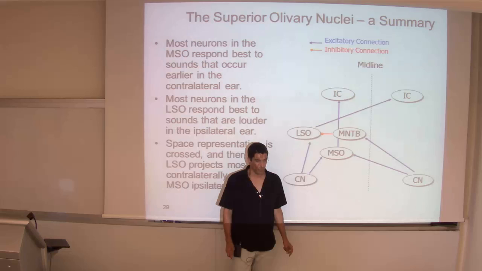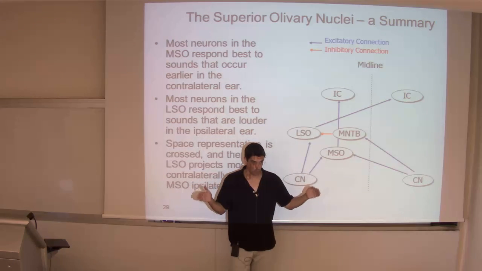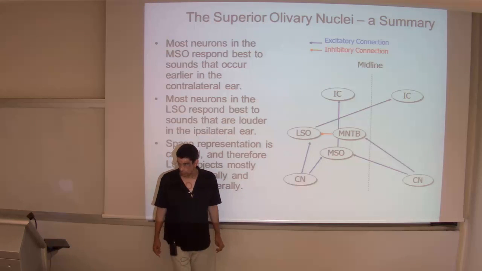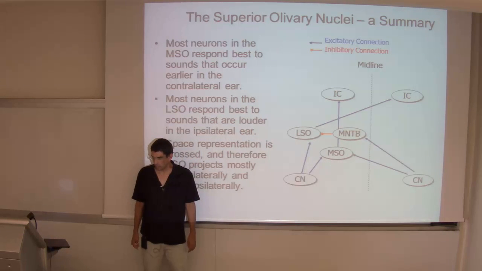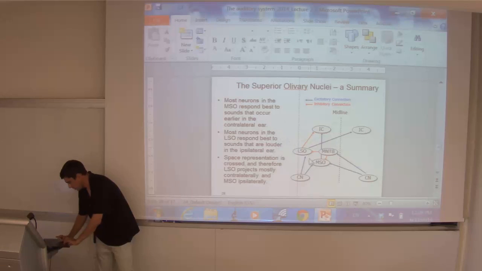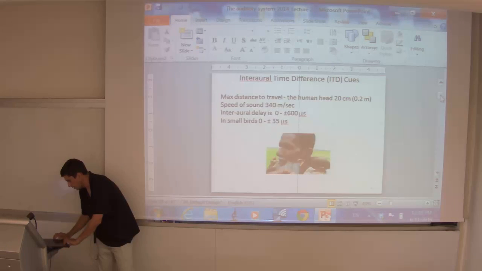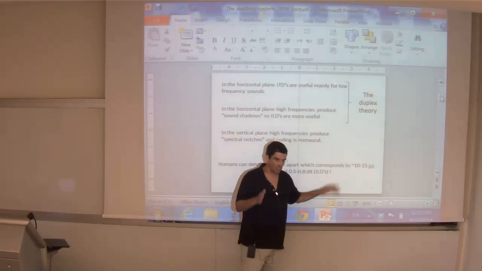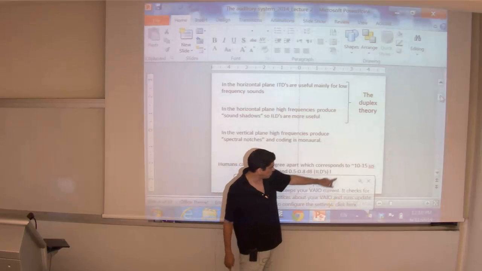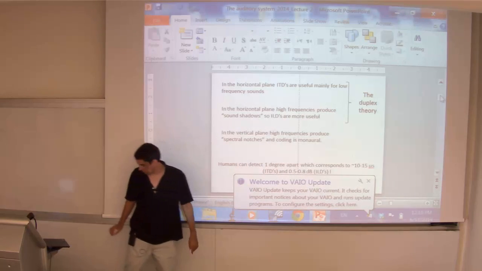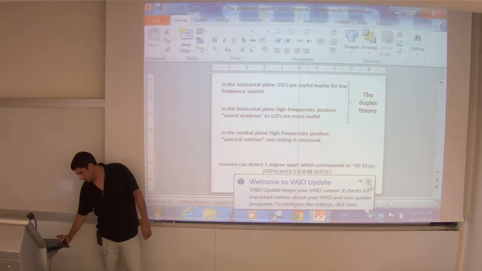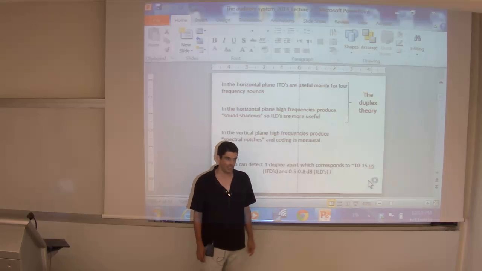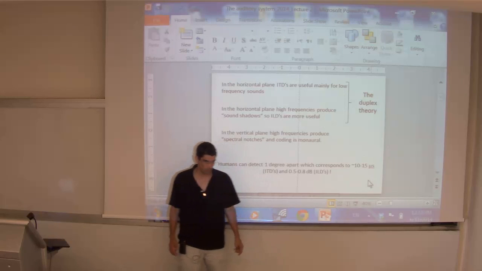What's the time window of integration? No, I mean, how small differences can we actually detect? I see, the perceptual resolution. Yeah, so this was the first. We can detect down to 1 degree in space, humans, which is about 10 to 15 microseconds in ITDs, and around 1 dB in ILDs, which is quite remarkable.